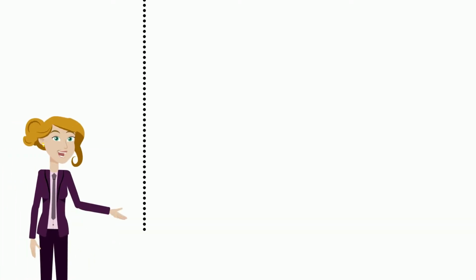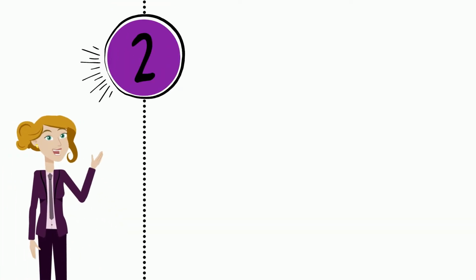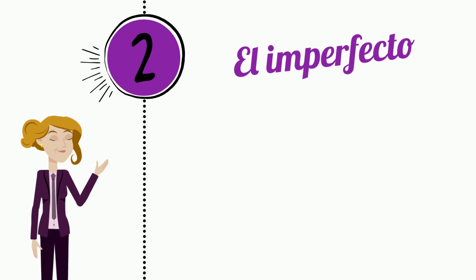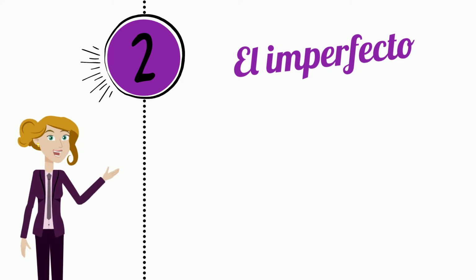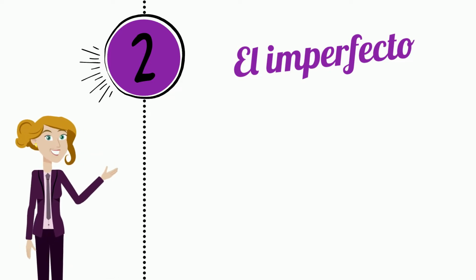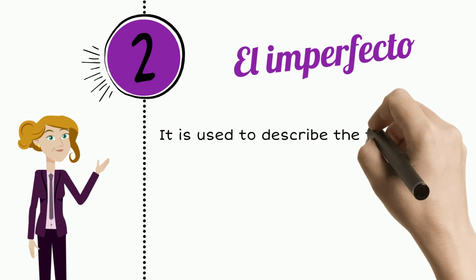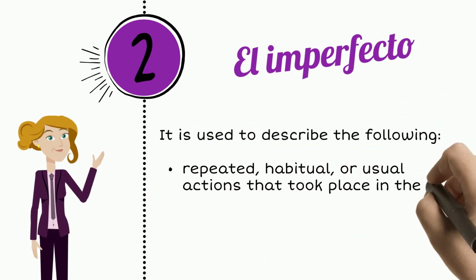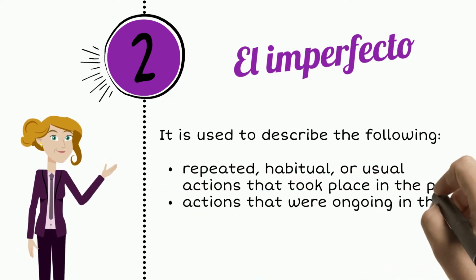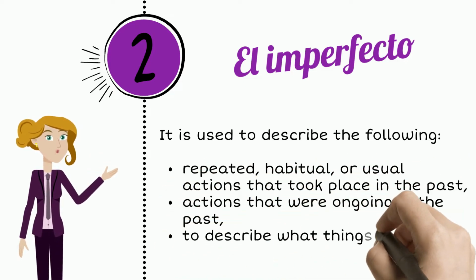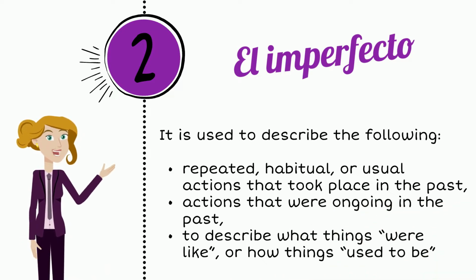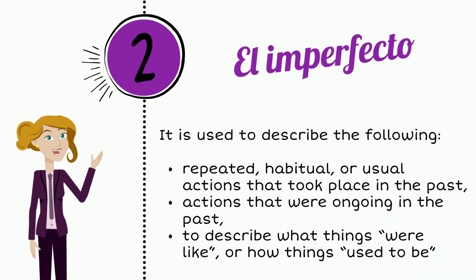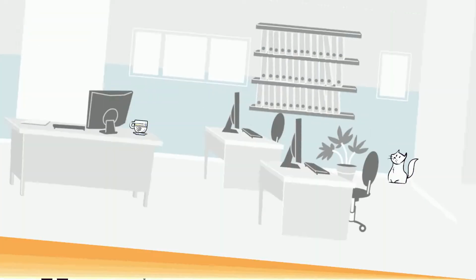The imperfect tense is one of the two ways to talk about events that happened in the past in Spanish. While the preterite is used to talk about completed actions in the past that narrate what happened, the imperfect is used to describe the following: repeated, habitual, or usual actions that took place in the past, actions that were ongoing in the past, and to describe what things were like in the past or how things used to be.